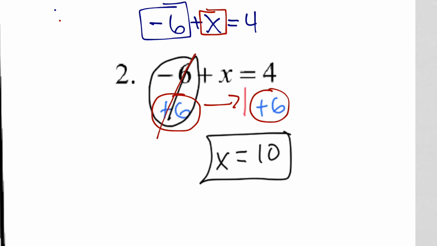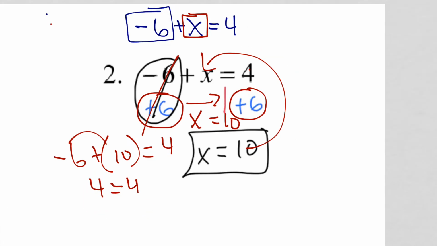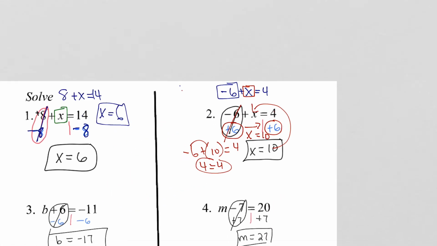Now these cancel, and I'm left with x by itself, and it equals, what's 4 plus 6? It's 10. Okay. I can go back and check it. Negative 6 plus, now it's a 10 because it's not an x anymore. We substitute it. Equals 4. Does that work? Yes. Negative 6 plus 10 is 4. 4 equals 4. It is a true statement. We are all good.